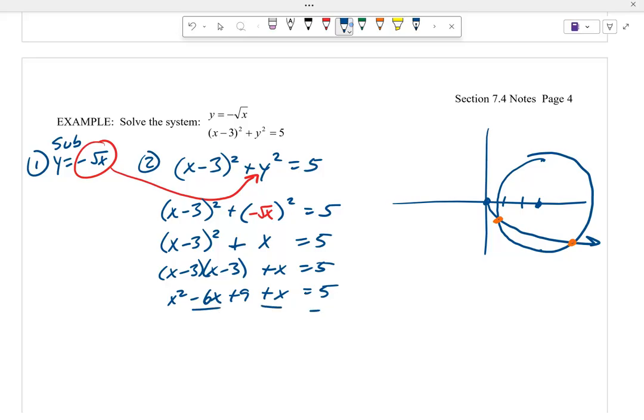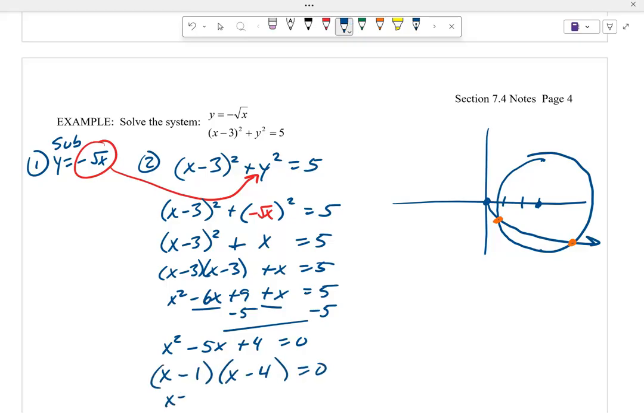Combine like terms. Get one side equals 0 there. So we got x squared minus 6x plus x minus 5x plus 4 equals 0. So we got minus 1, minus 4. So we got x being 1, x being 4.